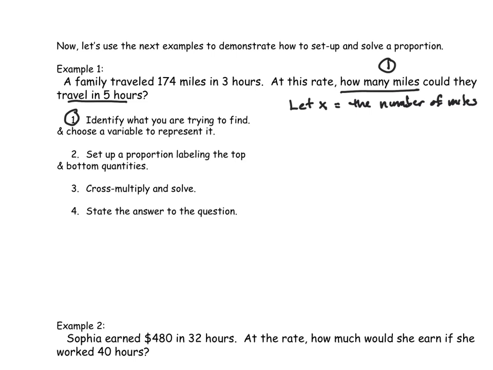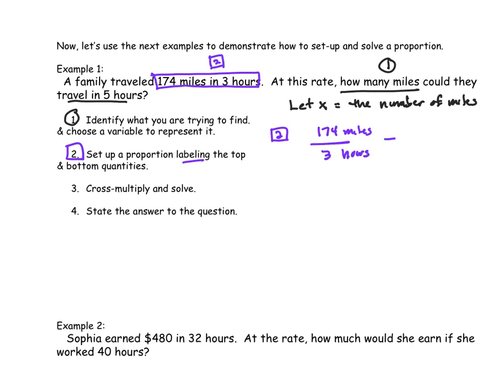So next, you're going to notice it says set up a proportion labeling the top and bottom quantities. So there's more information that we need to use in this example. In fact, this opening statement gave us a ratio, but we want to make sure that we label it. So this is step number 2. This is information we need for step number 2. So we are going to set up 174 miles, labeling over 3 hours.